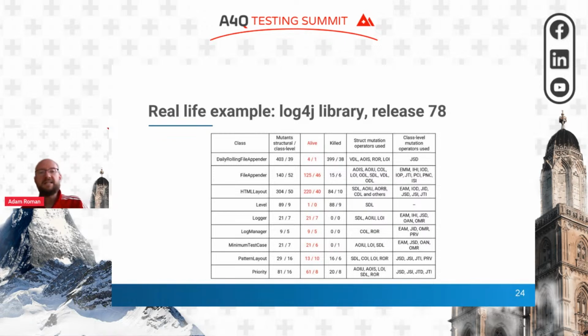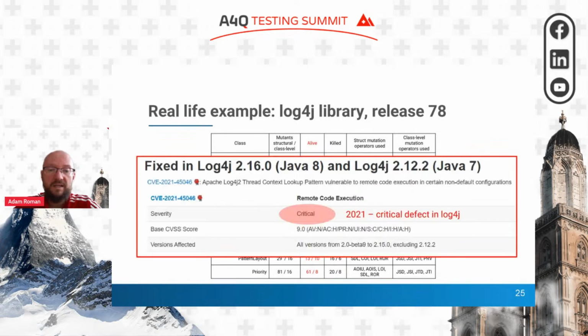Now, here is some real-life example. This table presents the results of mutation testing for one version of log4j library, and you can see here that for many classes, there are still some alive mutants, which means that the original test suites related to these classes were not able to detect everything. And that may be the reason why there was a very well-known failure 1 or 2 years ago.